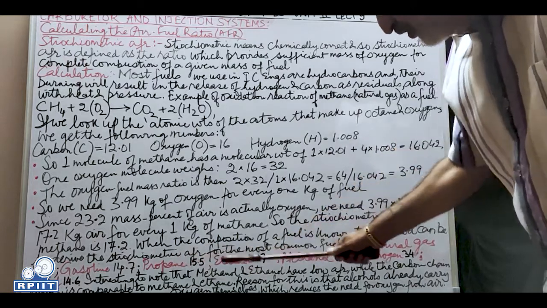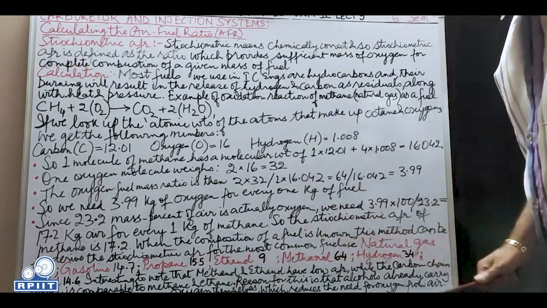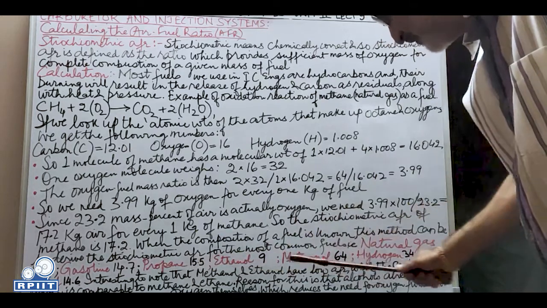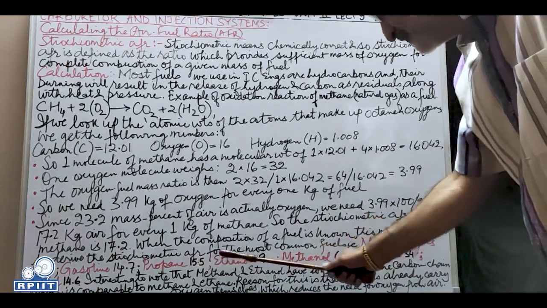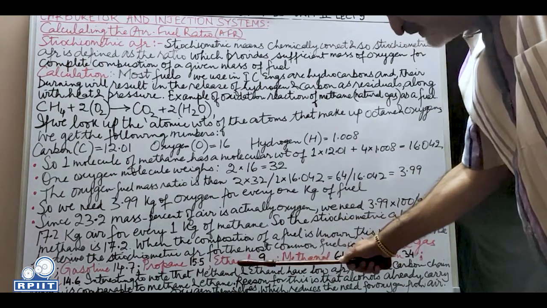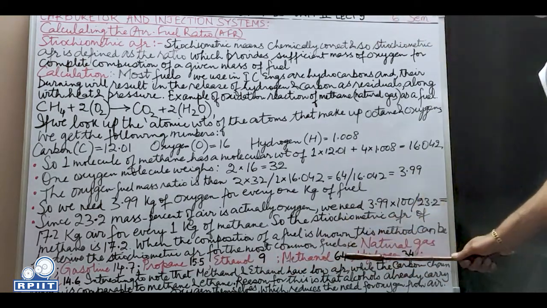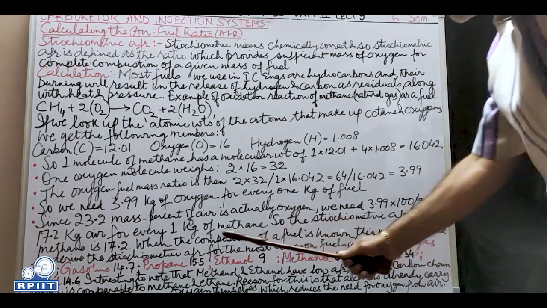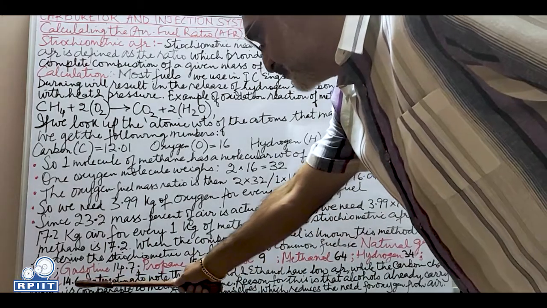Ethanol, these are the alcohols. Ethanol is 9. Alcohols are ethanol and methanol. Propane is different; I think this is what we use in our kitchens. Ethanol 9, methanol 6.4. Hydrogen 34. Diesel 14.6.